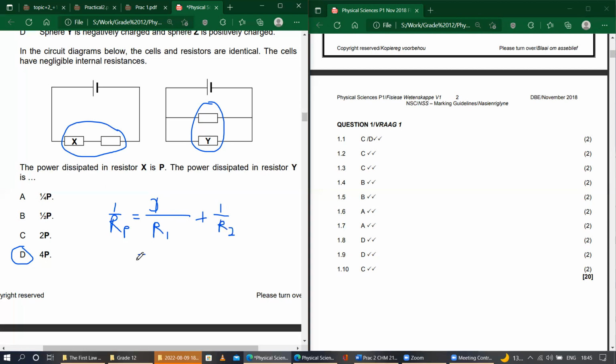So we're going to have 1 over X. I'm just going to call all these resistors X because they have the same resistance. As you can see, they say the resistors and cells are identical. So even if I label all these other resistors as X or Y, either way it's going to be fine. Do you understand that? Yes, sir. Okay.